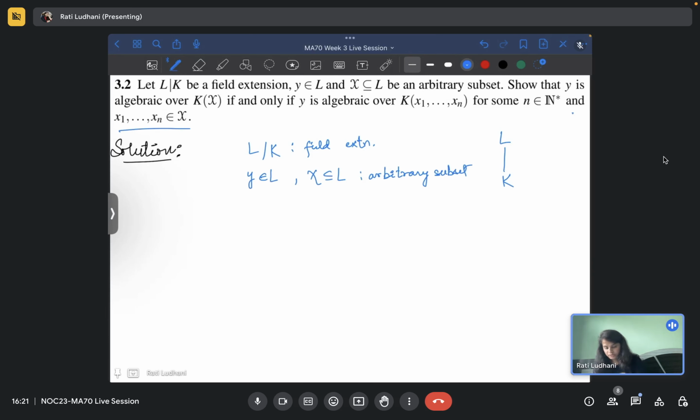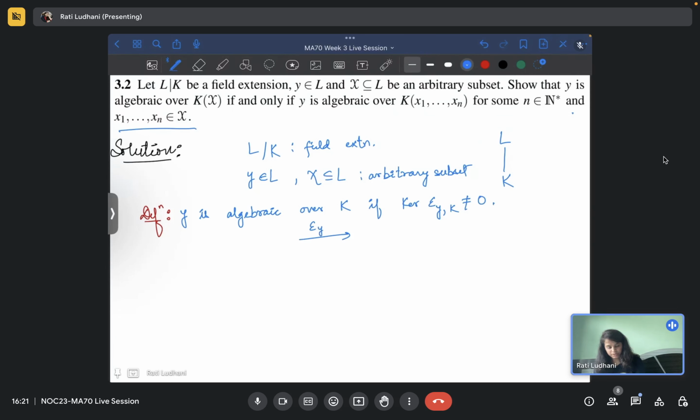Firstly, you know what algebraic means, from the definition. I'll write it as a definition: y is algebraic over K if the map, that is, if the kernel of the evaluation map at y, from K[X] to L, is non-zero.